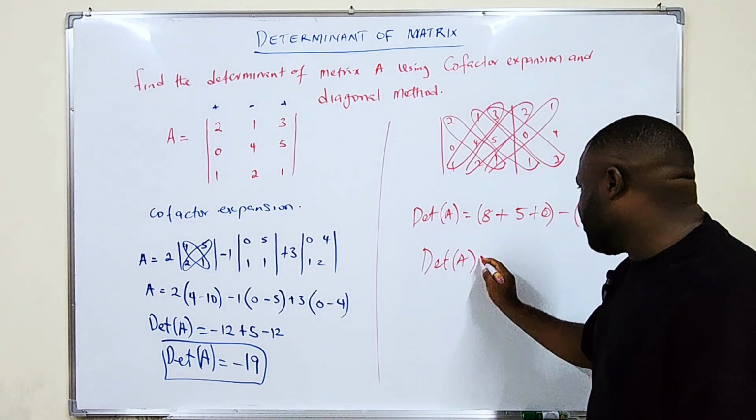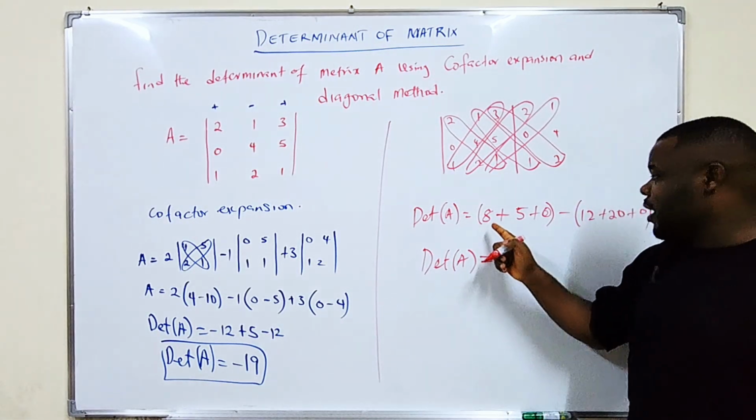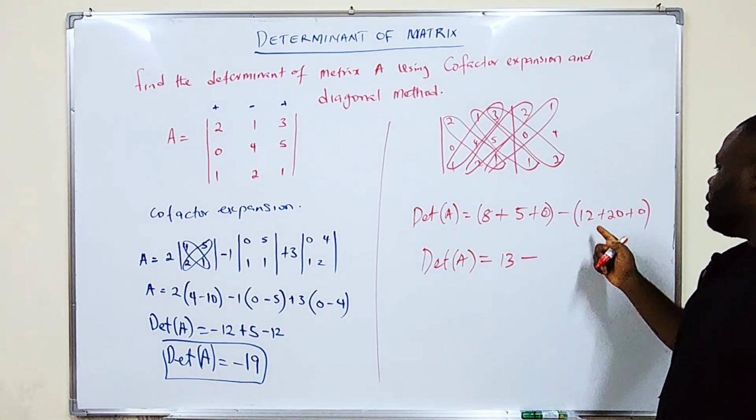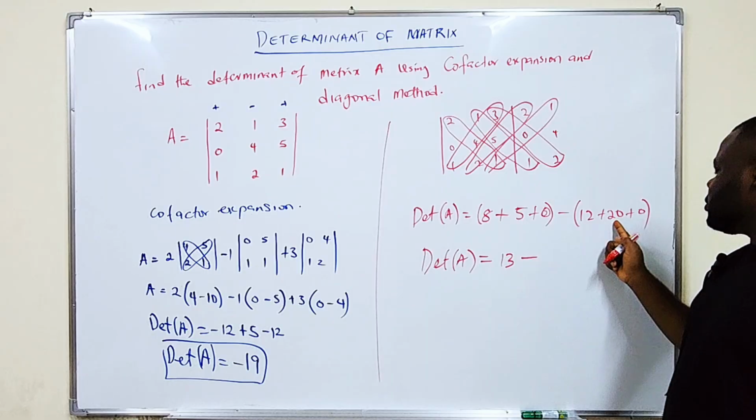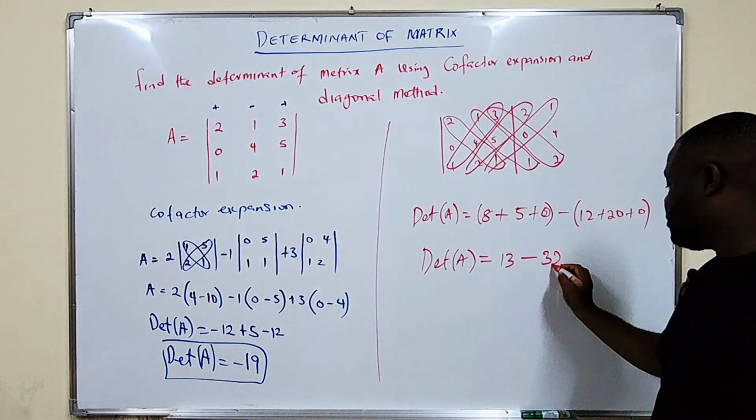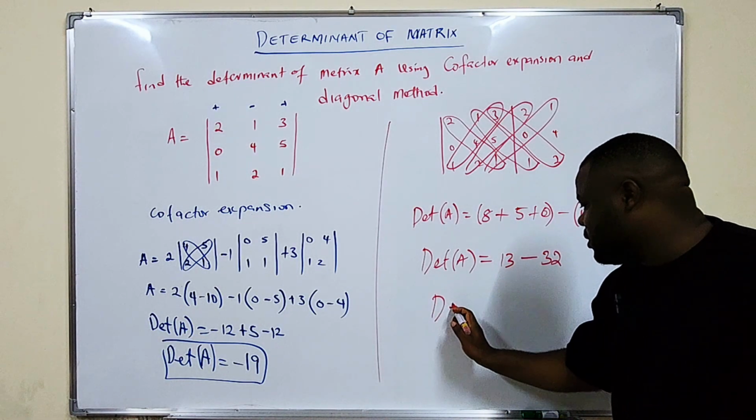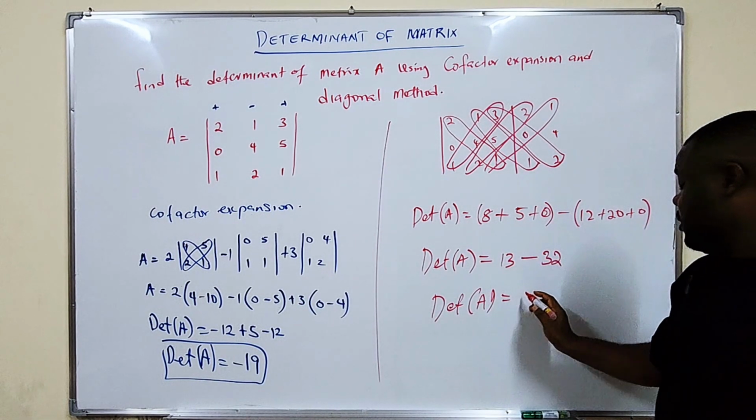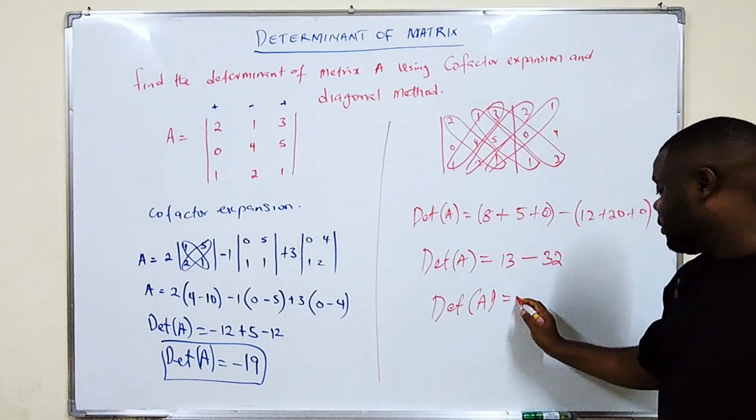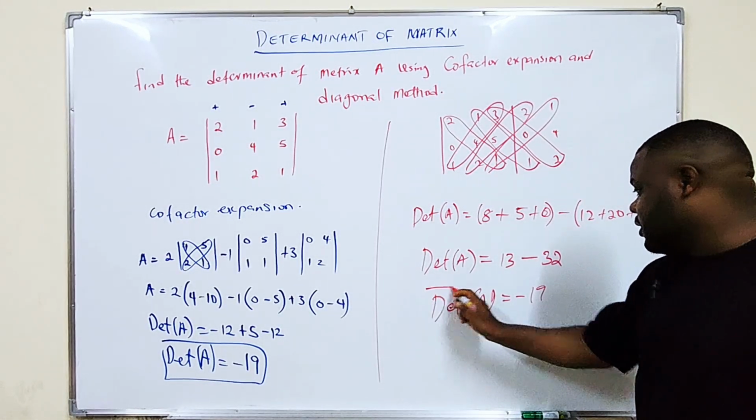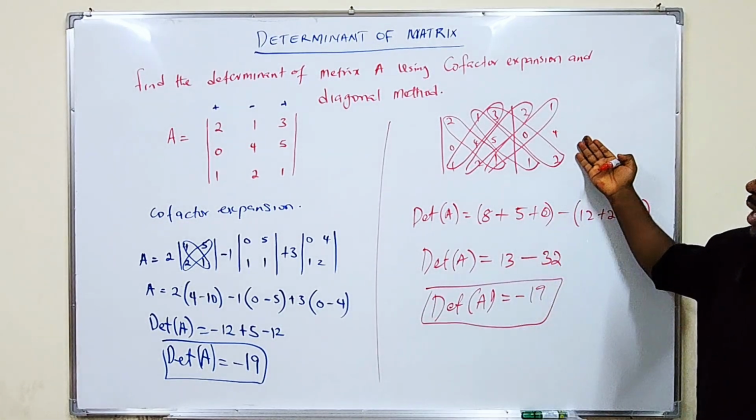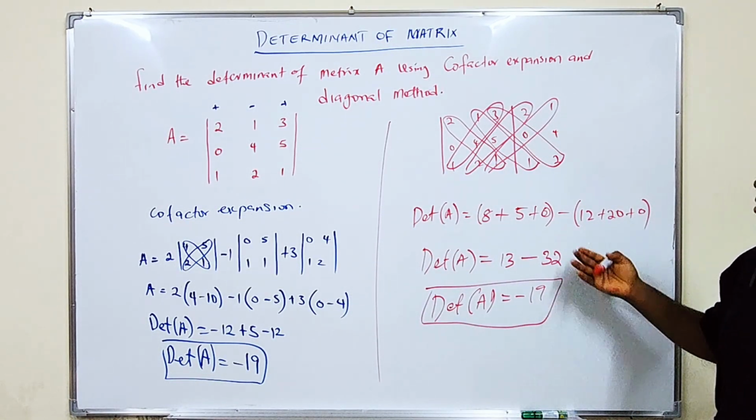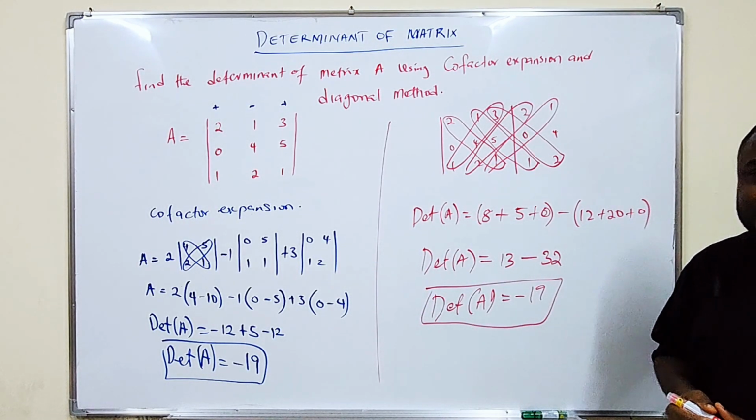So we now say the determinant of A will now be 8 plus 5 is 13, then minus 12 plus 20, which is going to give you 32. So you now have the determinant of A as 13 minus 32, which gives us negative 19. And that is how to use your diagonal method or your cofactor expansion method to get the determinant of your matrix.